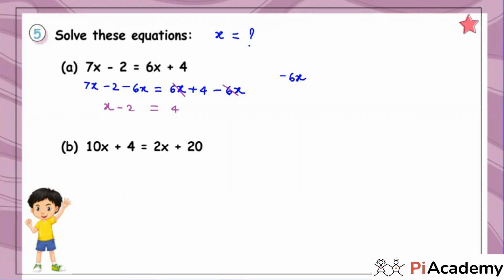Now, the next step is going to be what? What we don't want is the minus 2 on the left hand side, right? Because we have decided numbers on the right hand side and variable on the left hand side. So now you can do plus 2 on both sides, okay? So if we do that, minus 2 is there, and then you can add plus 2 on both sides.